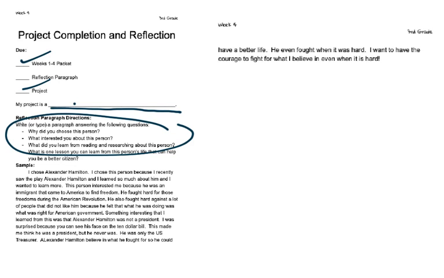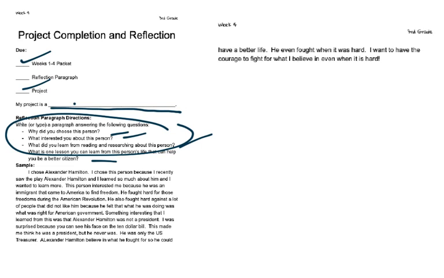Write or type a paragraph answering the following questions. Why did you choose this person? What interested you about this person? What did you learn from reading and researching about this person? And what is one lesson you can learn from this person's life that can help you be a better citizen? So this is Mrs. Gaughan's sample. I chose Alexander Hamilton. I chose this person because I recently saw the play Alexander Hamilton, and I learned so much about him, and I wanted to learn more.